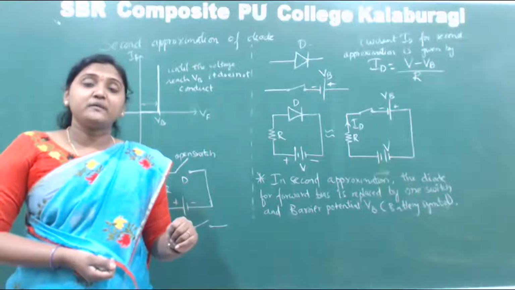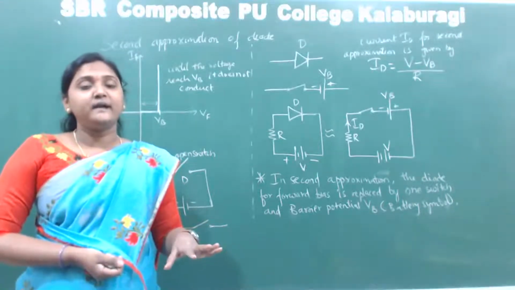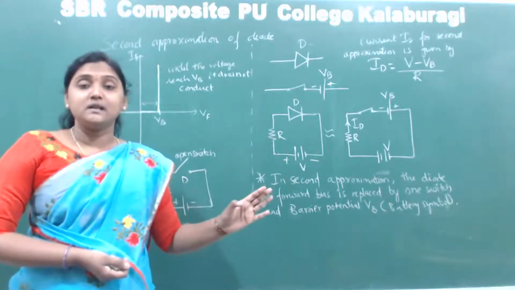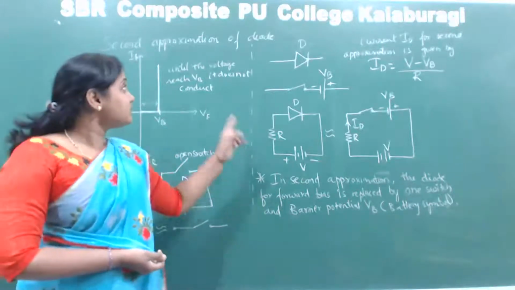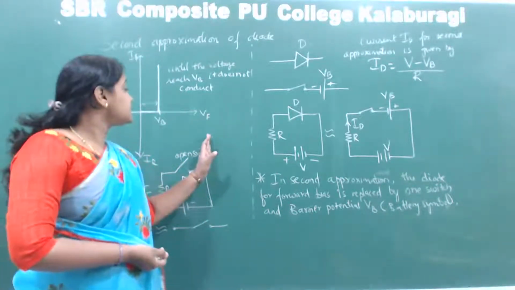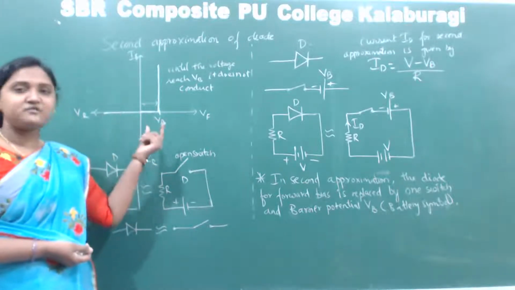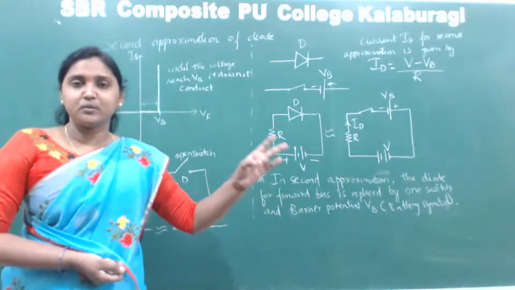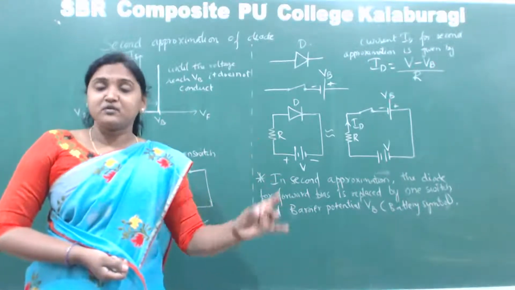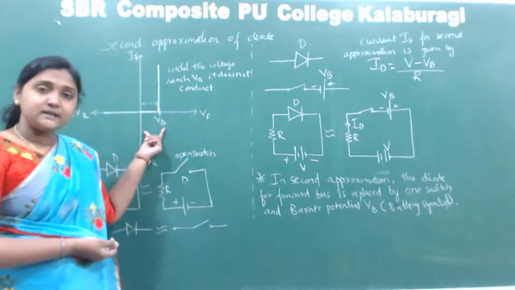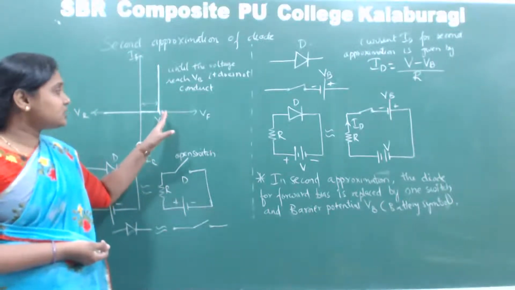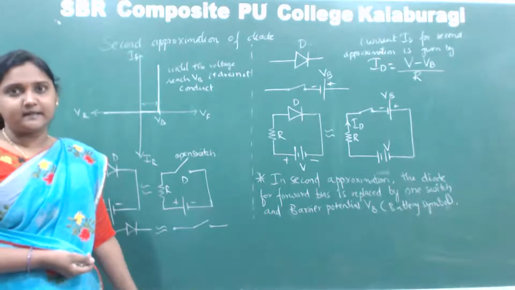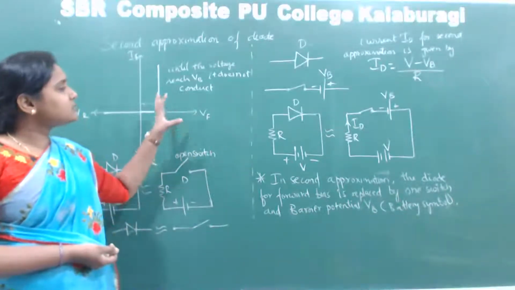But in the second approximation, we are considering the half ideal case and half practical case. Here we are considering only the barrier potential. Still, there is another factor to be considered in the third approximation. But in this approximation, we are considering the first factor, that is the barrier potential. We know that the diode does not conduct until it crosses the barrier potential, 0.3 for germanium, 0.7 for silicon. We are saying that up to the barrier potential it does not conduct, but after that it immediately shoots.